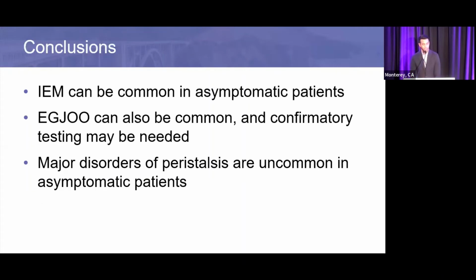So in conclusion, ineffective esophageal motility can be common in asymptomatic patients. EGJ outlet obstruction can also be common. So in those where you think it's real, you want to do confirmatory testing with most likely barium esophagram or endoflip if you have it available, or exclude other causes like a hiatal hernia or something like that. And then major disorders of peristalsis are exceedingly uncommon in asymptomatic patients.